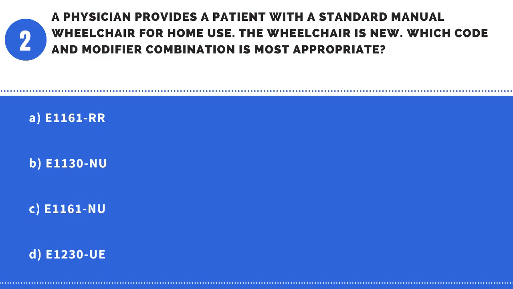Question 2. A physician provides a patient with a standard manual wheelchair for home use. The wheelchair is new. Which code and modifier combination is most appropriate? A. E1161RR. B. E1130NU. C. E1161NU. D. E1230UE.